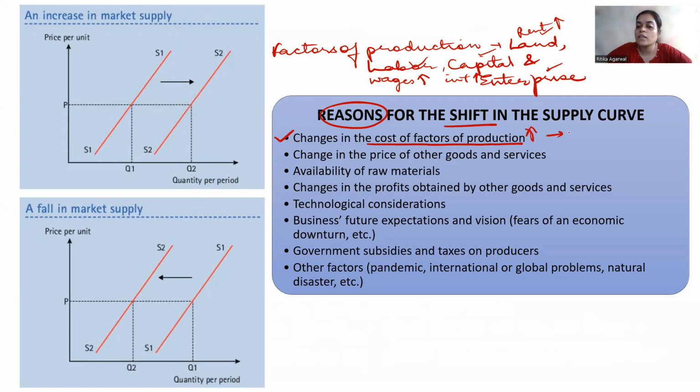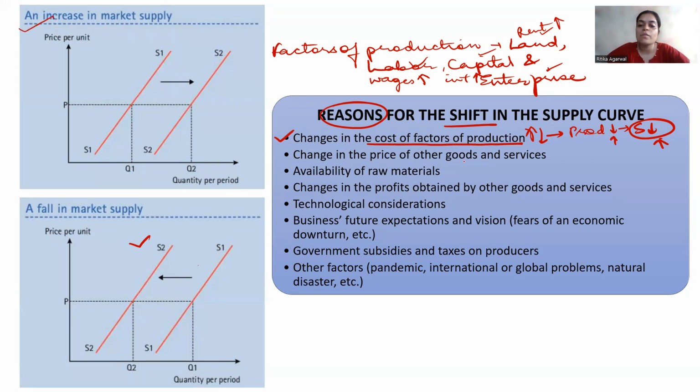If the cost of production increases, the production will fall. If the production falls, the supply will fall. That means there will be a fall in the market supply and the supply curve will shift leftwards, that is towards the left, S1 to S2 in this case. So with the increase in the cost of production, the production will fall and the supply will also fall, leading to a leftward shift. Conversely, if there is a fall in the cost of production, the production will rise and the supply will also rise, leading to an increase in the market supply.